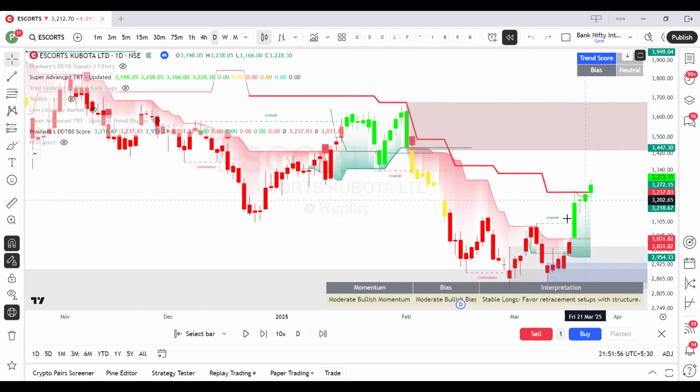So what is our retracement setup? It is first time green, buy on retracement in this buying area. When price falls here, we have to buy. It is a simple interpretation which we can follow. Any questions on this?